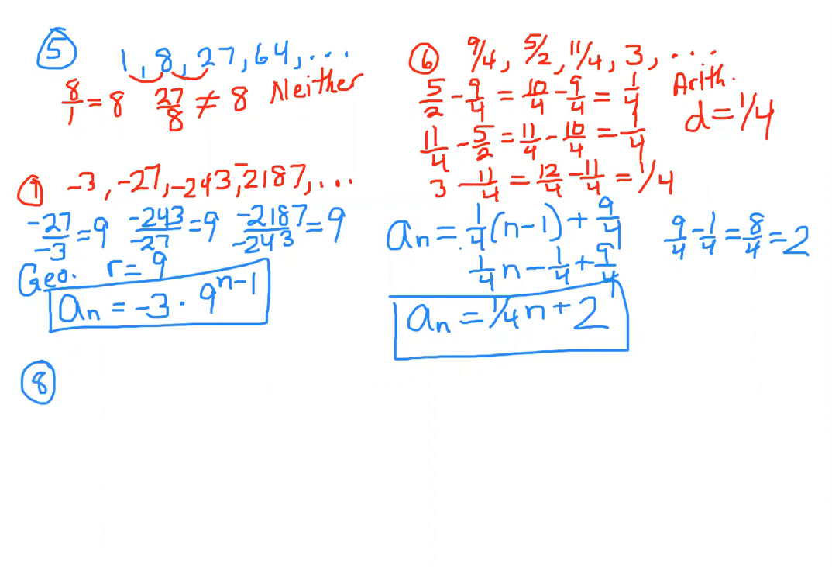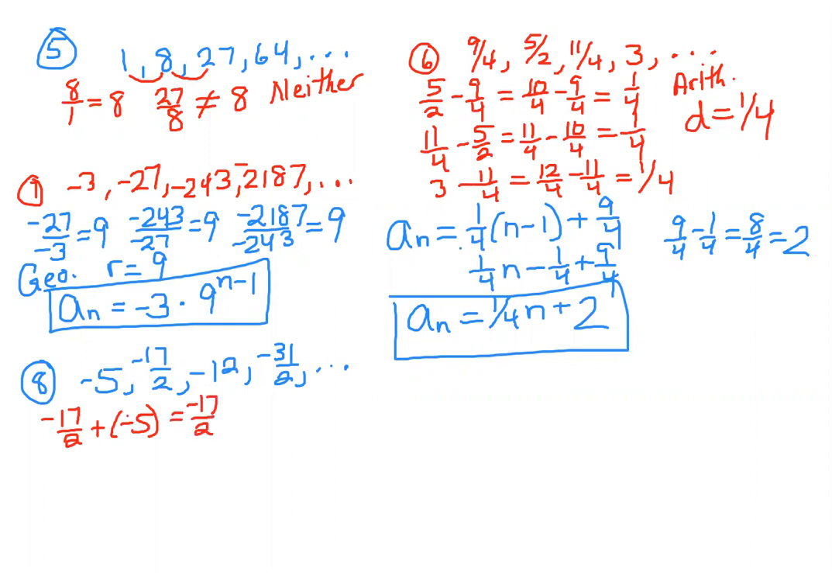Let's look at number 8. -5, -17 halves, -12, -31 halves. Which one do you think it might be? I think it might be arithmetic. So I'm going to say -17 halves minus -5. And I'm going to write -5 as -10 halves. And that equals -7 halves.